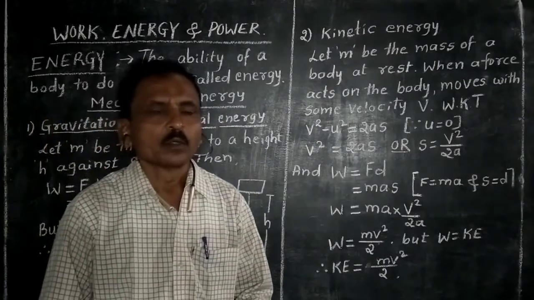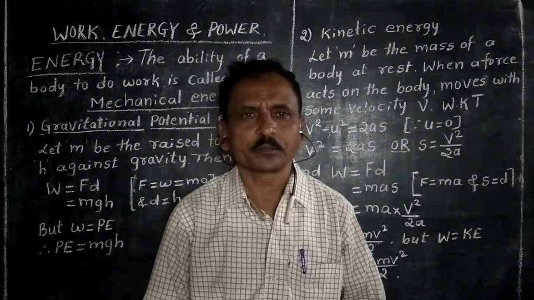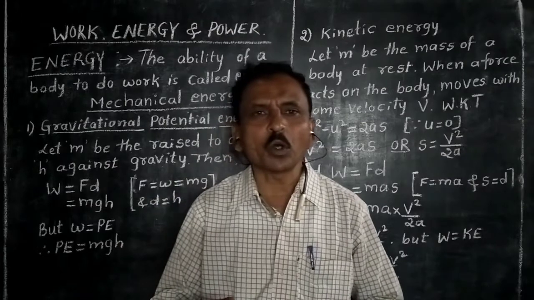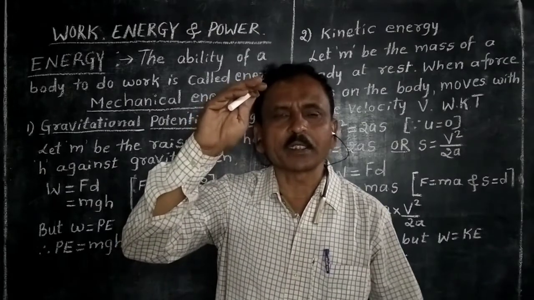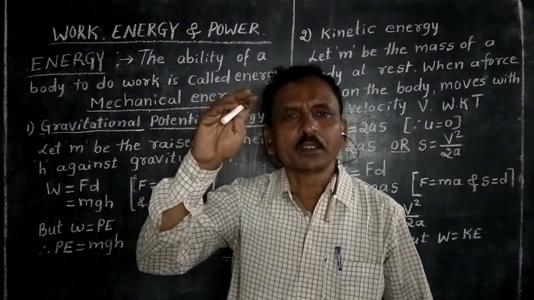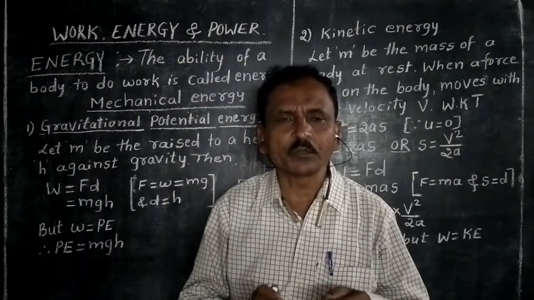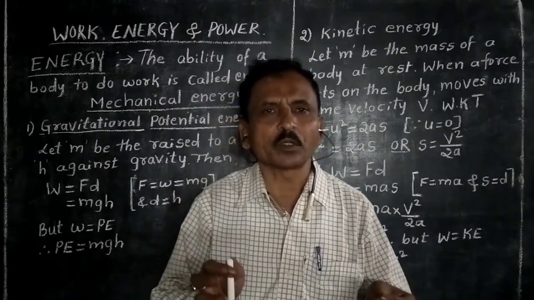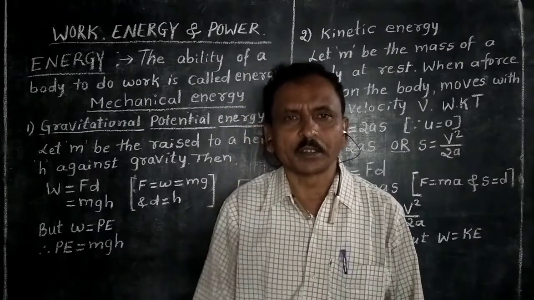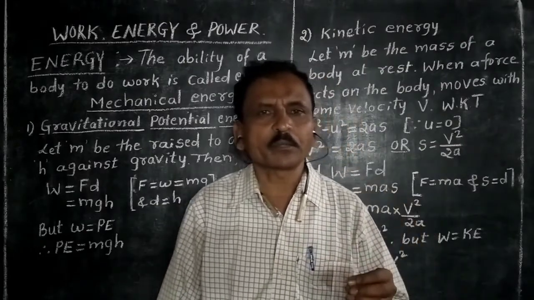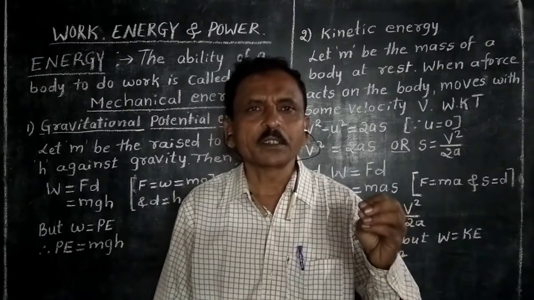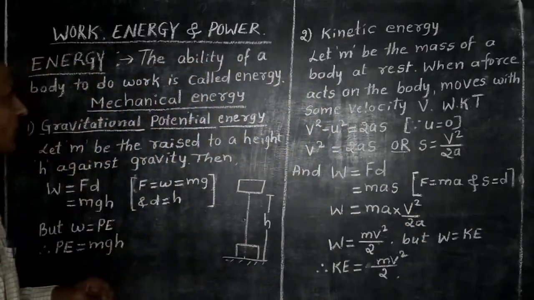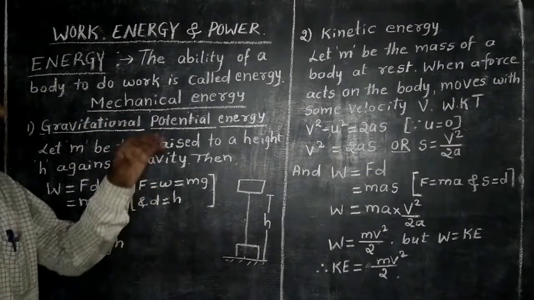They are potential energy and kinetic energy. Potential energy is the energy possessed by a body by virtue of its position against gravitational field, or its configuration, its shape and size. Therefore, the energy possessed by a body by virtue of its position or configuration is called gravitational potential energy, and the energy possessed by a body by virtue of its motion is called kinetic energy. And today we shall obtain expressions for gravitational potential energy and kinetic energy.